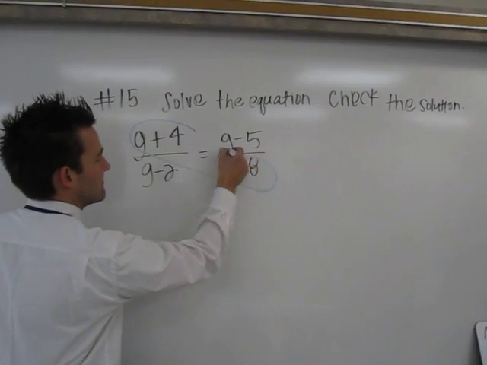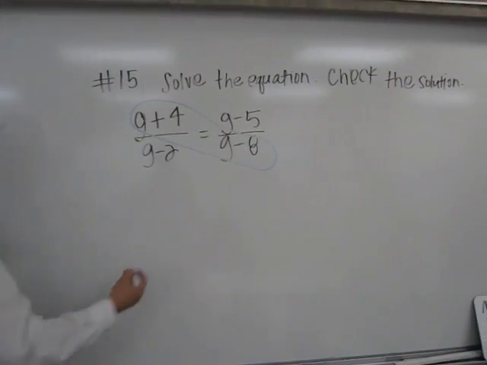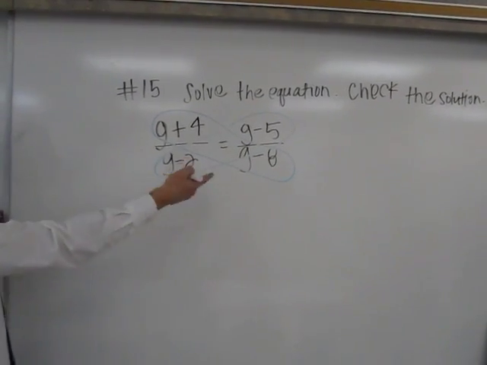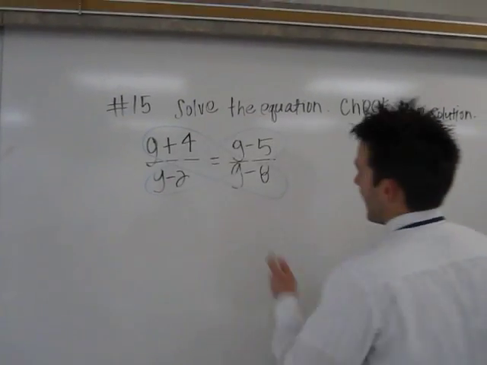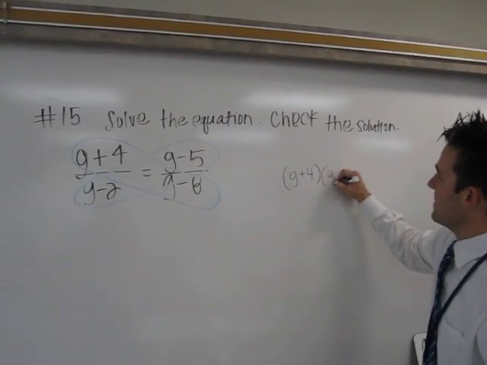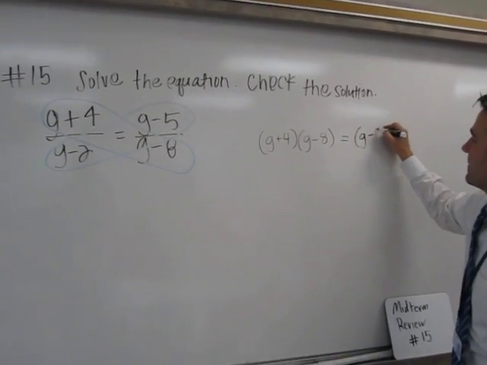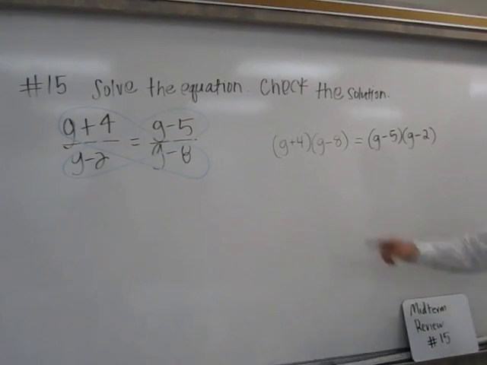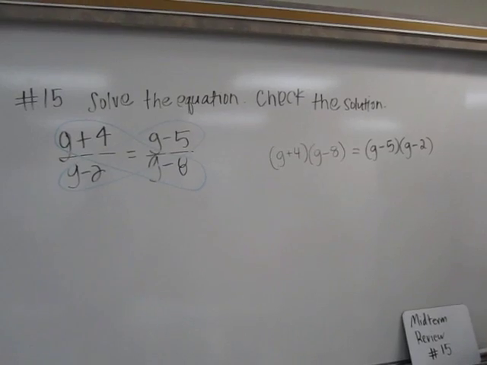This g plus 4 times g minus 8 is equal to g minus 2 times g minus 5. So let's actually write that out. G plus 4 times g minus 8 equals g minus 5 times g minus 2. You're going to have to FOIL each side out and then use algebra to solve for g.